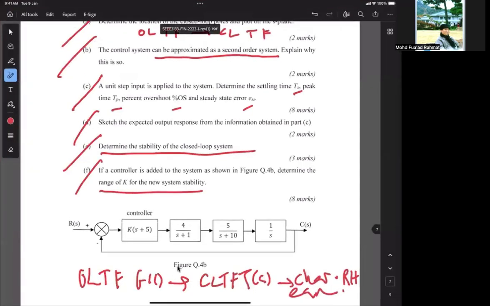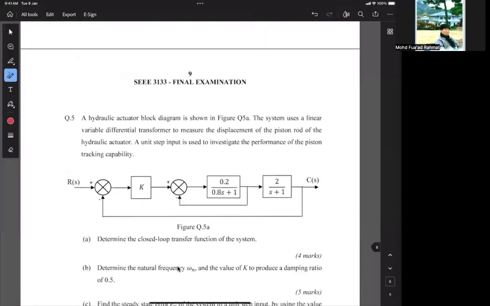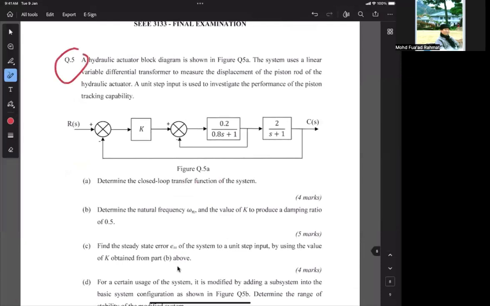So I answer these questions. And question number 5, the last one, where you are given an inner loop and unity feedback of a hydraulic actuator system, unit step input. So determine the closed loop transfer function. So you have to derive this one.